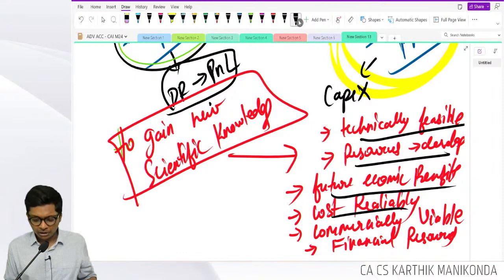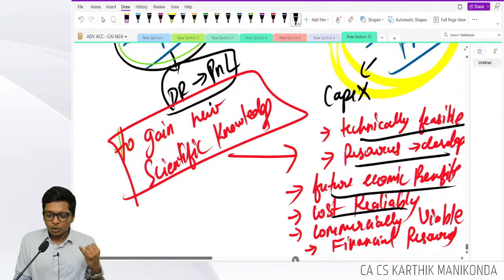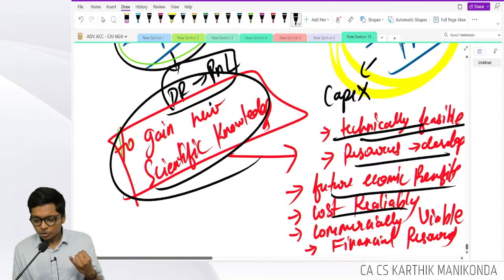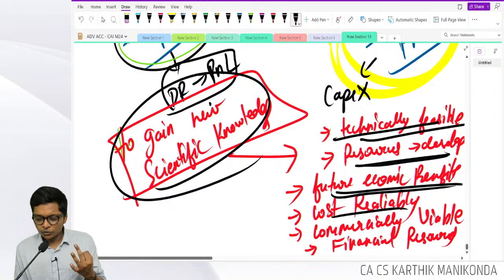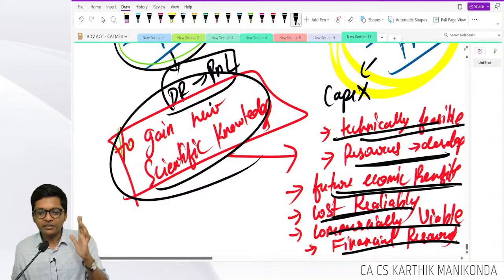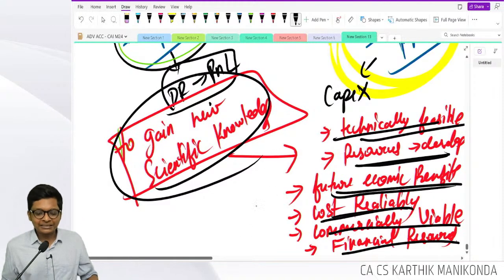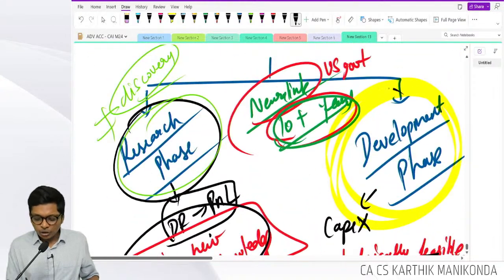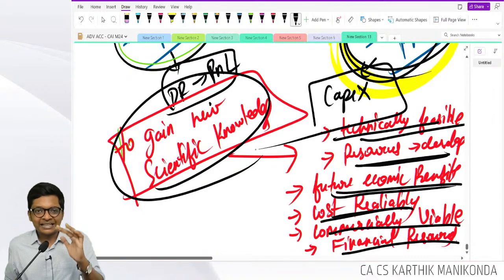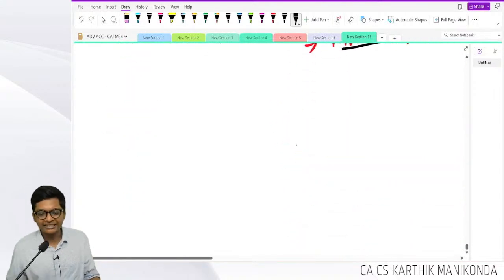So it's not development. So the COVID vaccine, once we knew that a vaccine works, we had to develop it. Technically feasible, yes. Resources available, yes. Future economic benefits, yes. Cost reliably measured, yes. Commercially viable, that means will people pay for it? Yes. Do I have the financial resources? Yes. If all these conditions are satisfied, then only it's a part of the development phase and you will capitalize that respective expense. Are you following, guys? I hope you understood what is the research and development phase.